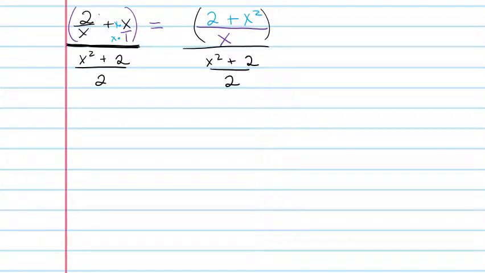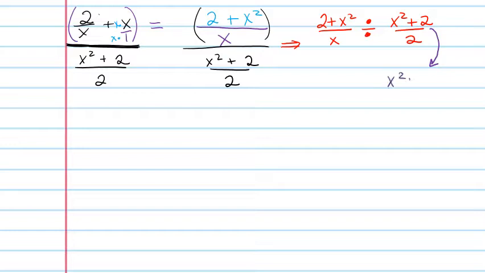Now this is officially a division problem. So I have 2 plus x squared over x divided by x plus 2 over 2. And we know we've got to flip this guy. It does not factor, so stop trying to factor it. I didn't flip it. Let's do this. There we go. Now it's flipped.